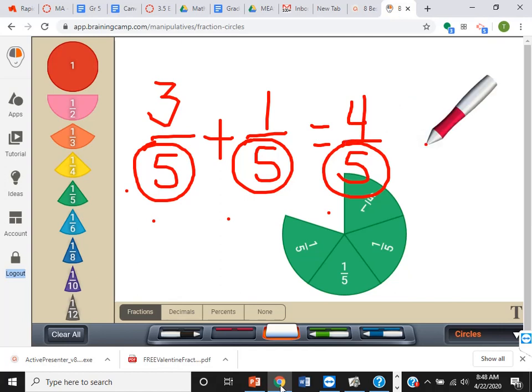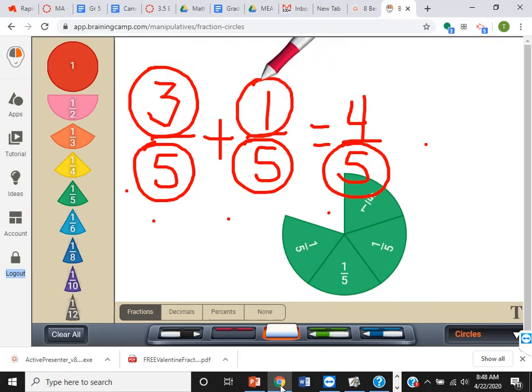The only thing that changed was our numerator, representing the number of pieces that we have. So we had 3 pieces, and then we added one more, and we have a total of 4 pieces. So the sum of 3/5 plus 1/5 is equal to 4/5. Let's take a look at another problem now.